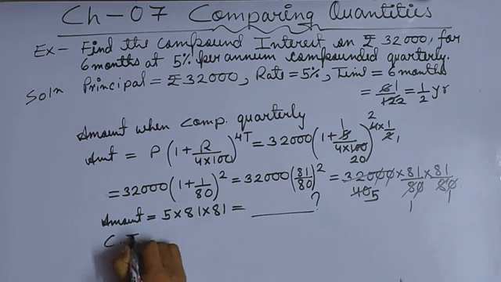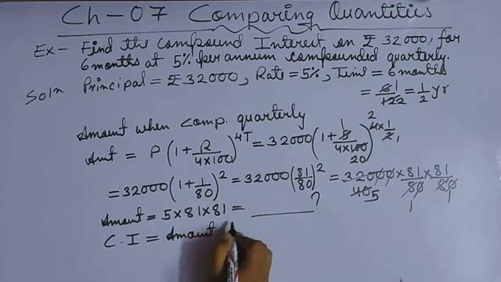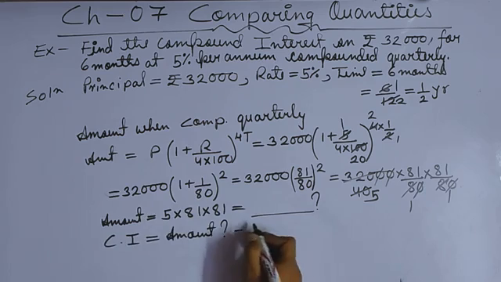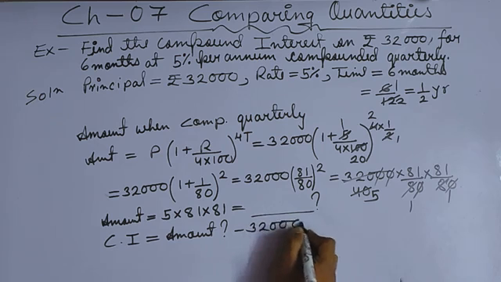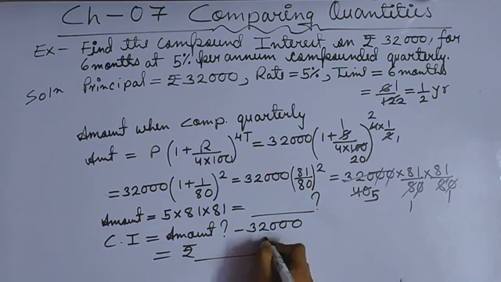So in the end we have to calculate the CI, and CI will be equals to what? The amount that you calculate here, minus the principal, that is 32,000. The answer that comes out will be your CI. So I hope you understood the concept of compound interest when we calculate it quarterly.